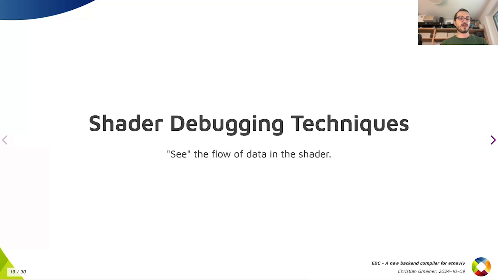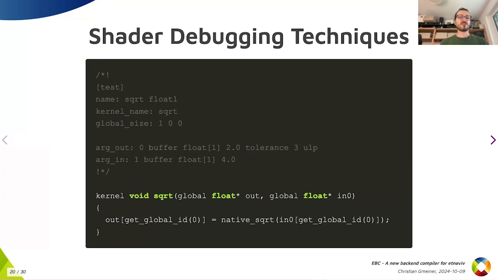Let's have a look at a simple example to see how this technique works. This is a very simple OpenCL shader example that uses the native square root function in OpenCL. I have chosen the native square root function as it maps directly to NIR's FSQRT ALU opcode and is better for presenting on the slides. To make sure this debugging technique works properly, we need to ensure that the global size is set to 1.